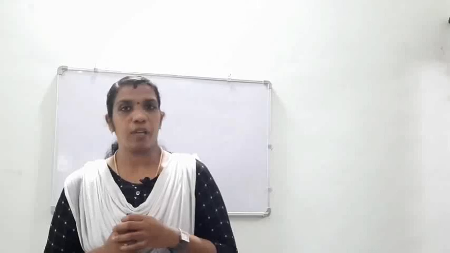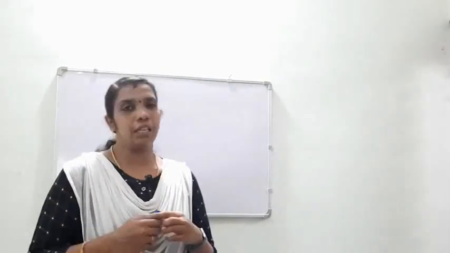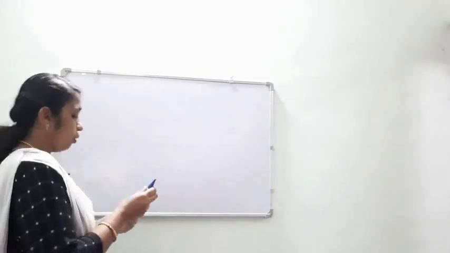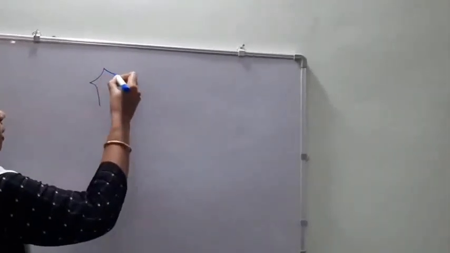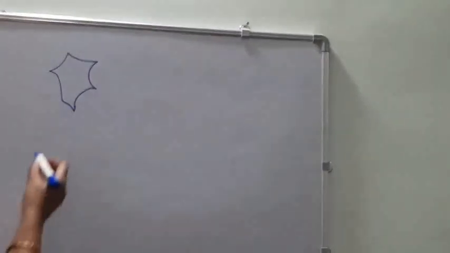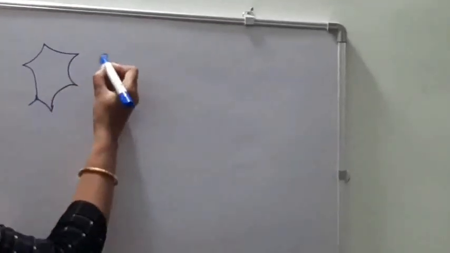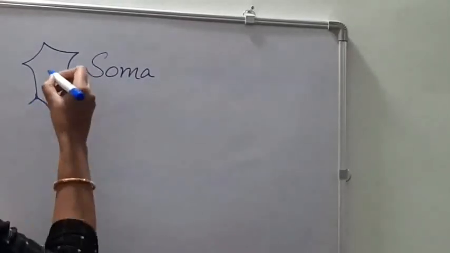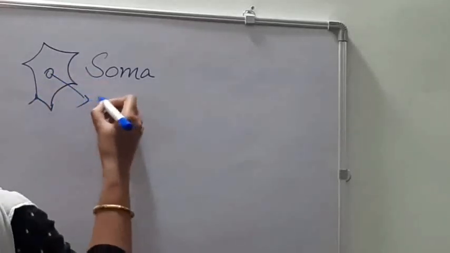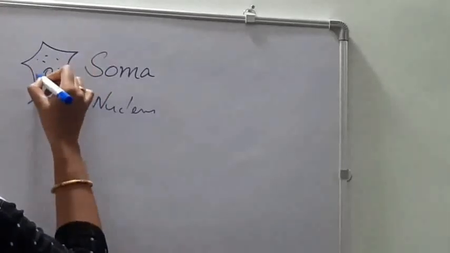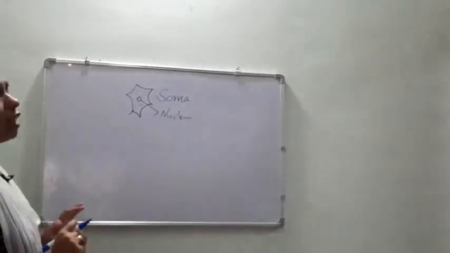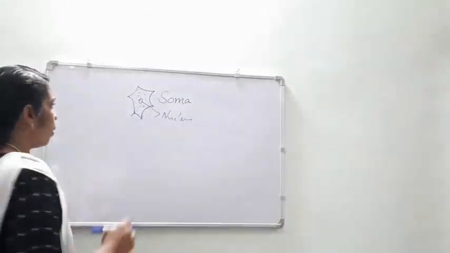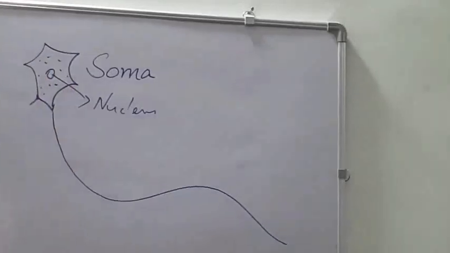So we shall see the structure of the multipolar neuron. It consists of a nerve cell body, which is also known as soma. This nerve cell body consists of a nucleus, and there are so many granules inside the nerve cell body, known as Nissl granules. Then the nerve cell body has a long structure, known as the axon.